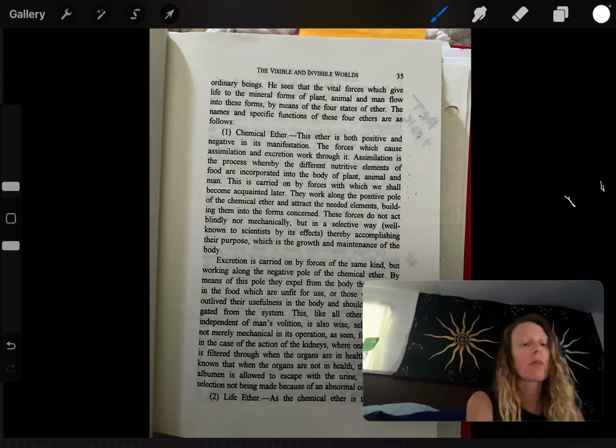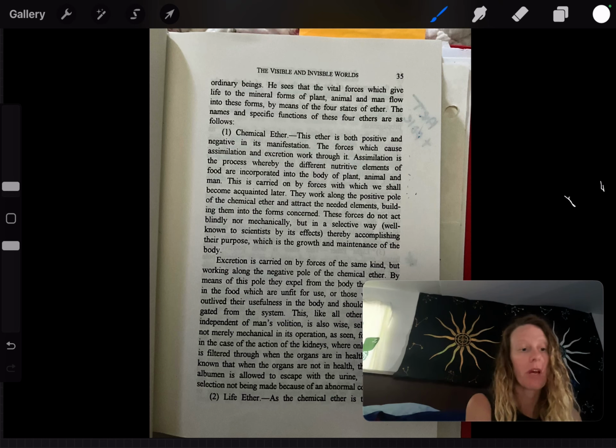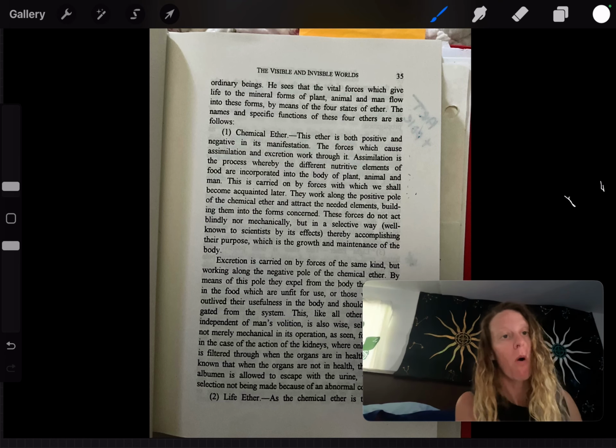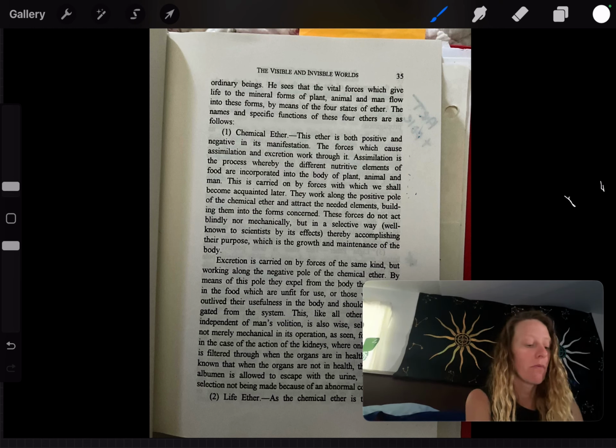We're talking about the chemical ether and the etheric region. We covered that in question number 3. So the question is, the chemical ether has 2 poles, positive and negative, in its manifestation. What is the function of each pole? So we're talking about how polarity works within the different regions, and we've covered these regions in the previous questions.